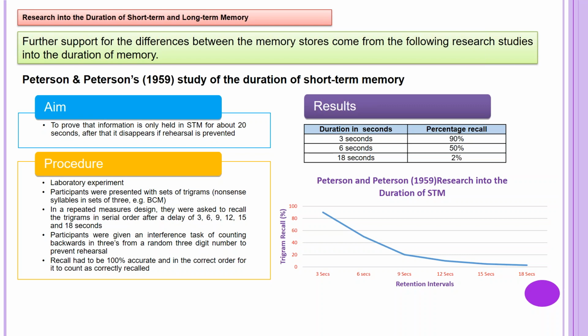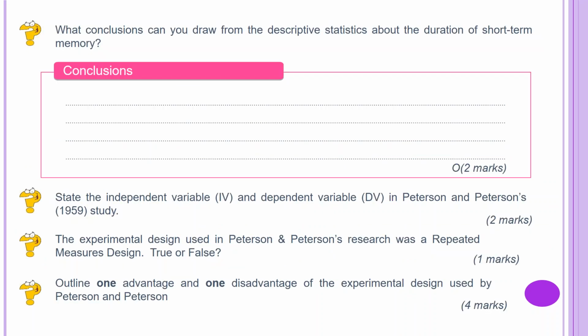The results: after 3 seconds, there was 90% recall; after 6 seconds, 50% recall; and after 18 seconds, only 2% recall. And obviously we've got a graph there showing you the results. So, from that graph, what conclusions can you draw from the descriptive statistics about the duration of short-term memory? Okay, again, you may want to pause your video at this point.